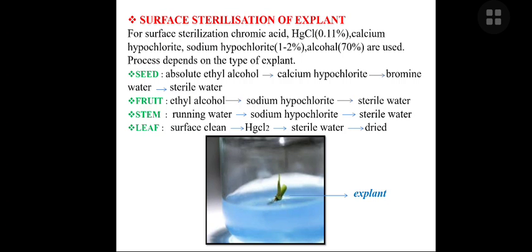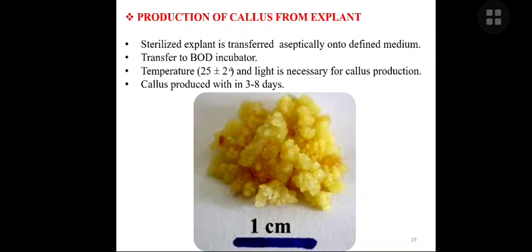So this is the surface sterilization procedure of the explant. We can follow these steps: chromic acid, magnesium chloride, calcium hypochlorite, sodium hypochlorite, alcohol, etc. are used for surface sterilization. And for each of these explants, like seed, fruit, stem and leaf, different surface sterilizations are needed.